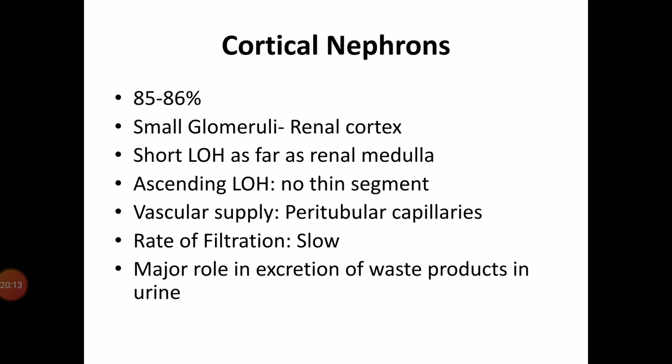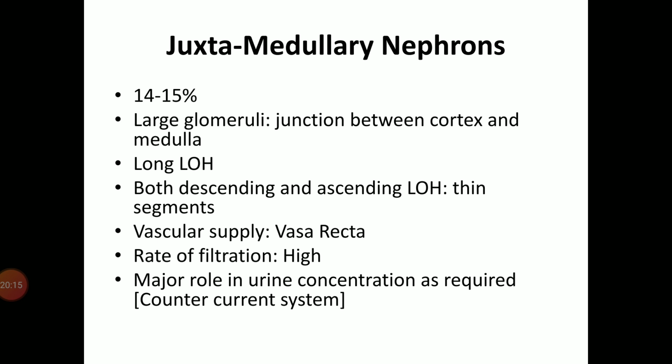Now, another important nephron is the juxtamedullary nephron. This kind of nephron is fewer in number. The percentage is only 14 to 15%. That means in our kidney, only 14 to 15% are juxtamedullary nephrons. They have larger glomeruli, and where are they located? They are located between the cortex and medulla, or nearby the medulla.